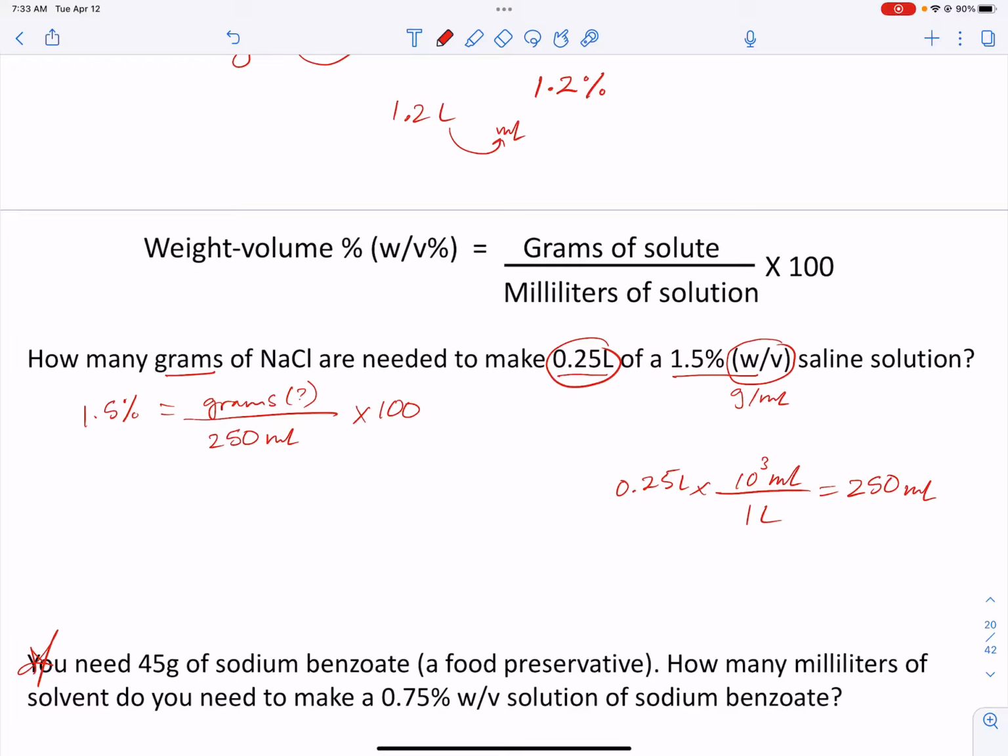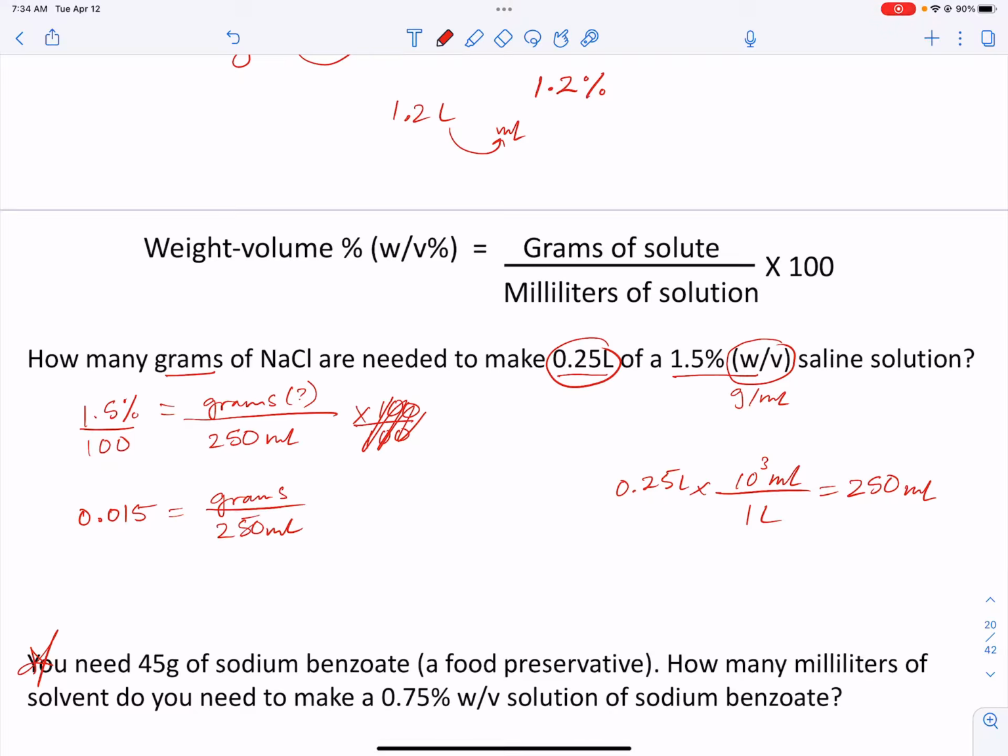And I want to solve for grams. So we're going to use principles of algebra and move everything over until we have grams by itself. I'm multiplying by 100 over here, which means to get rid of 100, I need to divide on both sides. That's my first step. Then 100 will cancel right here. So now I'm going to essentially undo my percent. 1.5 divided by 100 is 0.015. And so now this equals your grams over the 250 milliliters.